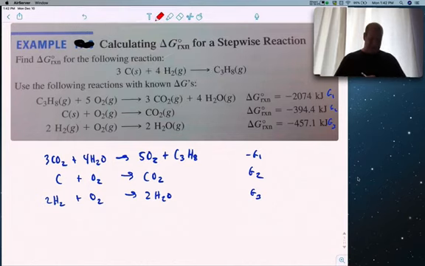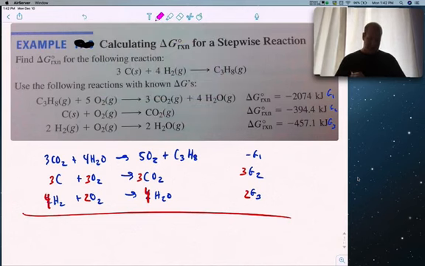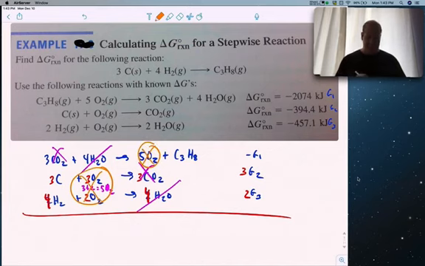So for the first one, I'm going to multiply it by 3 because I'm looking at the 3 carbons, and I also need 4 hydrogens, so I'm going to multiply this one by 2 to get that. Now I'm going to sum these up and see what can be canceled. The 4 waters can be canceled. The 3 CO2s can be canceled. And then 3 plus 2 equals 5 O2s, so these 5 O2s can be canceled with this 5 O2. When we do that, we are left with 3C plus 4H2 makes C3H8.